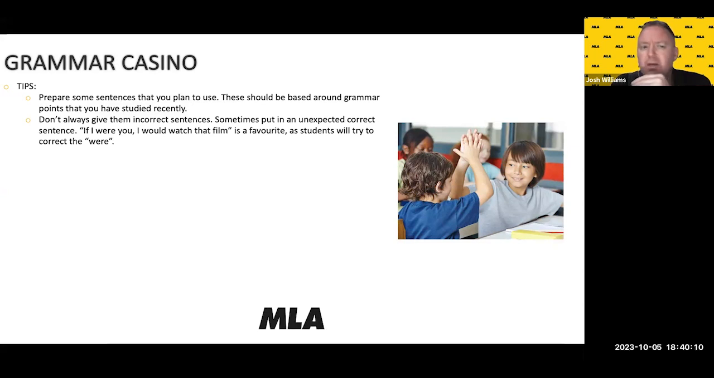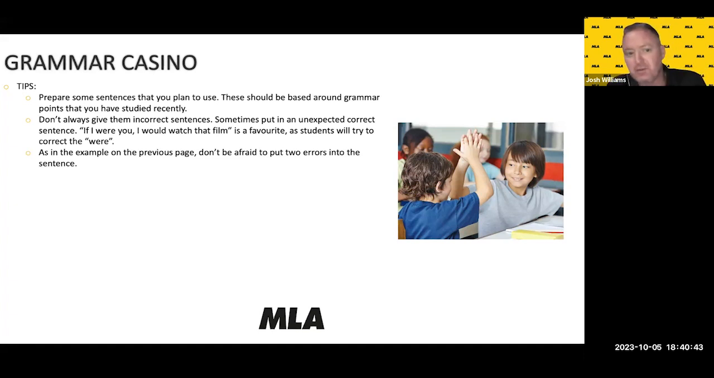Don't always give them incorrect sentences. Sometimes put an unexpected correct sentence, okay? Because they might try to correct it, maybe things that are exceptions in English. Okay? Some question forms where they don't have the auxiliary verb. Okay? Or things like this, the second conditional where we can use were. Right? Obviously, in some sentences, you can also use was, but if I was you, we don't say. Okay? So that one could be a good example, and a lot of them will try to correct it.